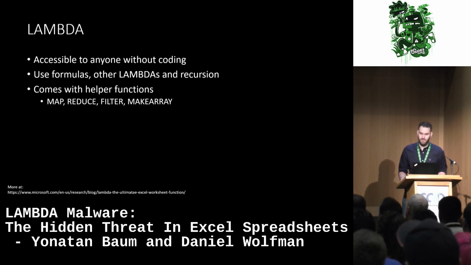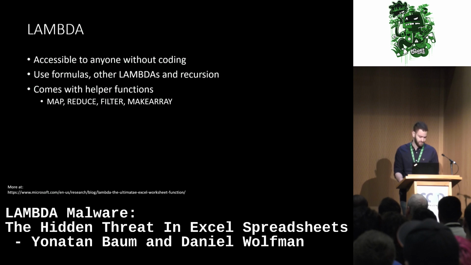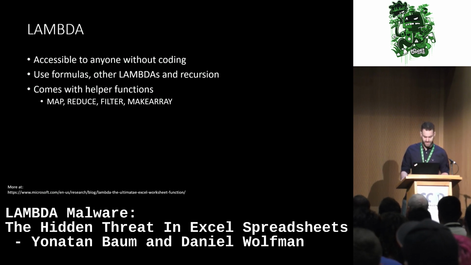Finally, they come with plenty of helper functions. If you're familiar with, let's say, Python, you may have heard of map, reduce, and filter. All of them are built-in functions that enhance the usage of lambdas. Excel provides all of those, as well as functions like makeArray, which is used to help users quickly and easily populate entire tables with lambdas.